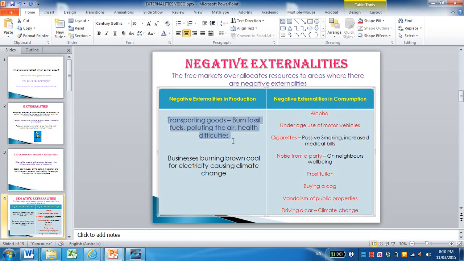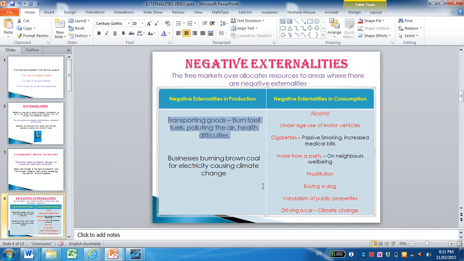On the flip side, we have negative externalities in consumption, which means that the externality occurs when we consume the good. For example, cigarettes. There's no externality when we produce cigarettes. The externality occurs from passive smoking and increased medical bills when people actually consume these goods. Another example is alcohol, which leads to violence and can also lead to health issues that third parties have to pay for. I'm not going to go through all of them, but there is a comprehensive list of negative externalities in consumption.